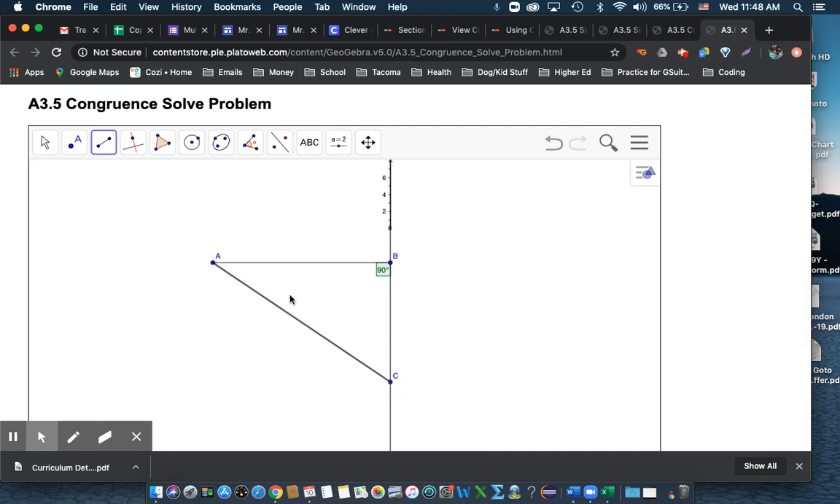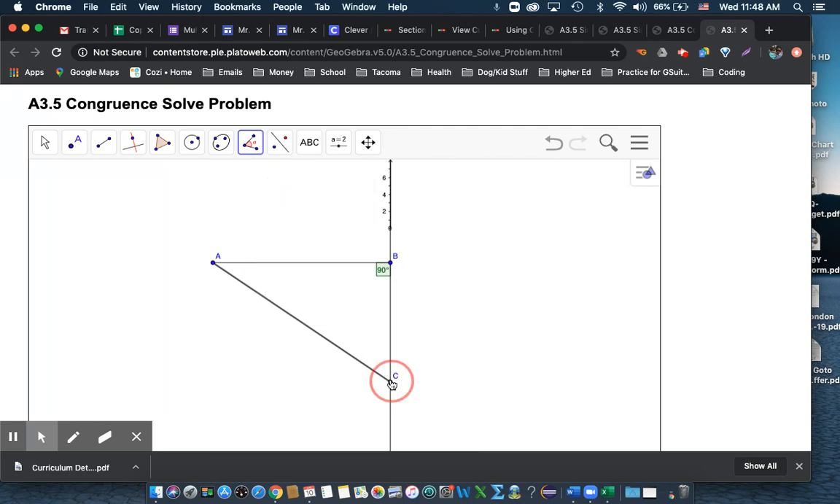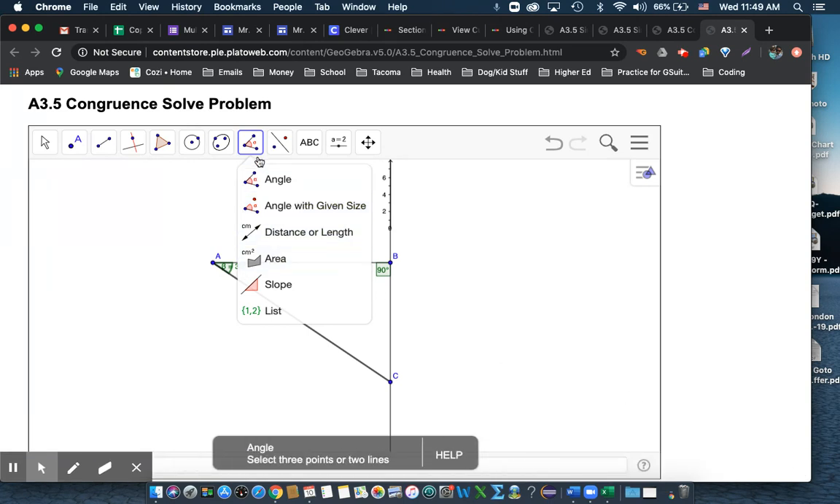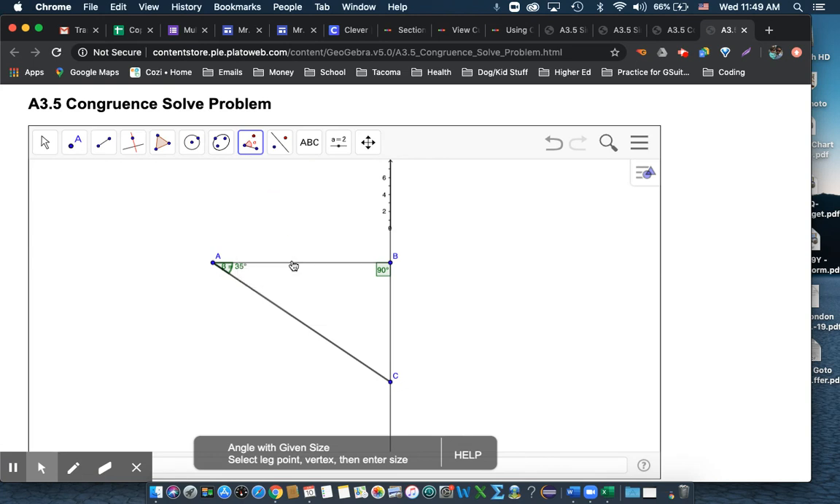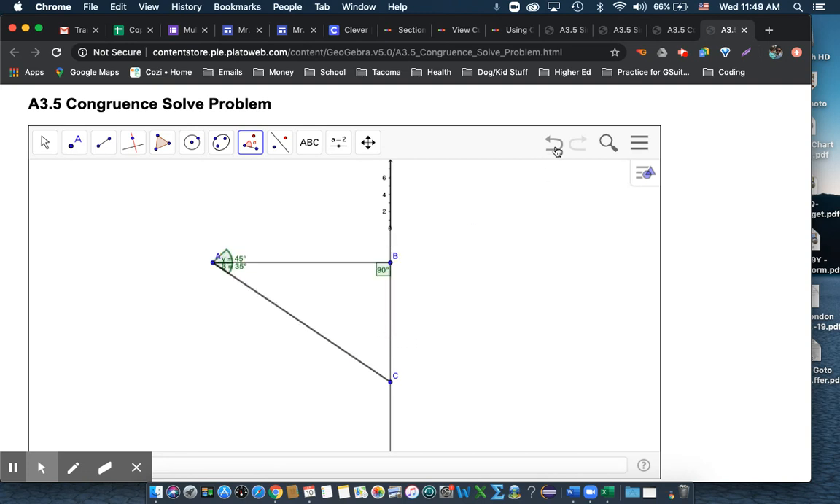They then ask us to find the measure of angle A. So we use our measure angle tool right here from C to A to B. I know that angle is 35 degrees. They then want us to recreate another angle up above this 35. So I use my angle with a given size tool here. When I hover over that, it says select leg point and vertex. So I'm going to have to select my leg point. I don't want a 45-degree angle.